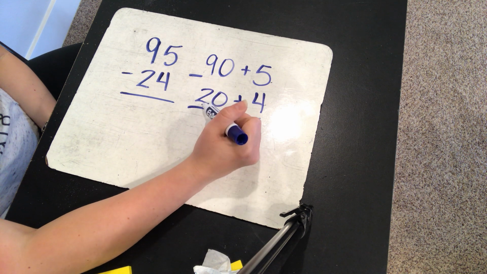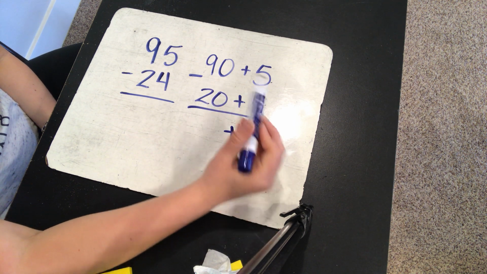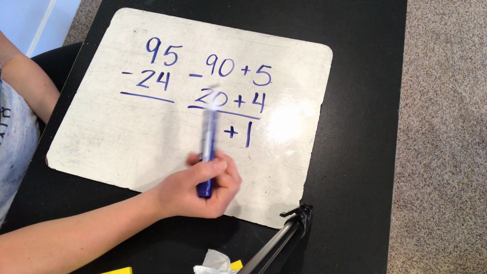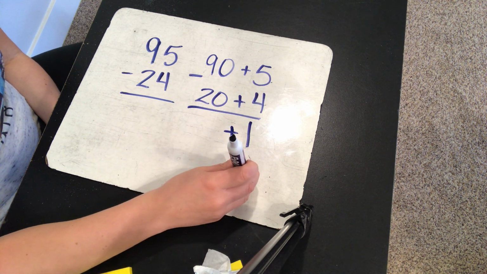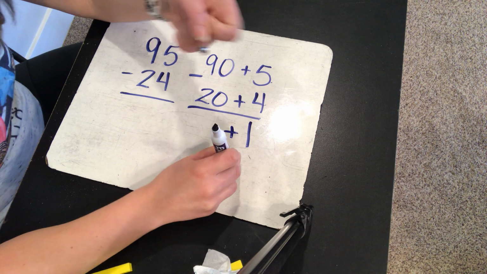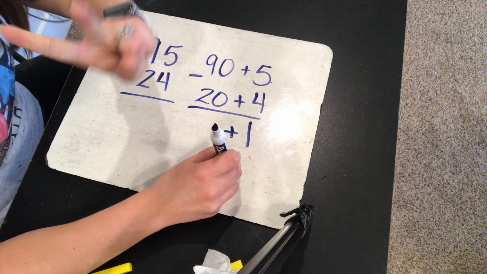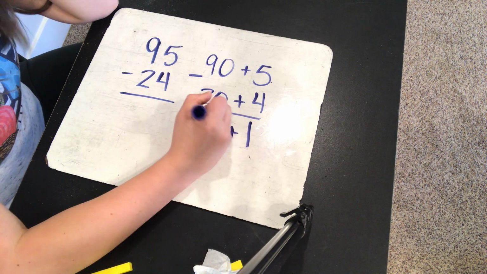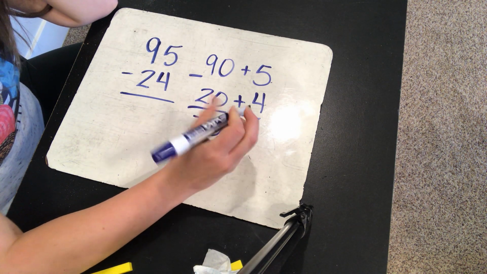What is 90 minus 20? That means I start at 90 and go back 2 tens. So if I'm counting backwards from 90, 90, 80, 70. I just went back 20, see? 10, 20. So 70. 90 minus 20 is 70.